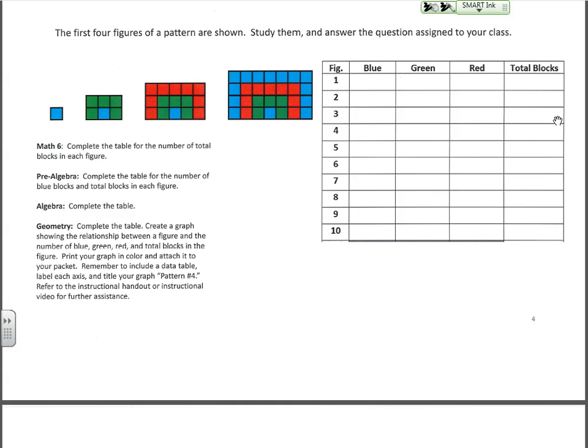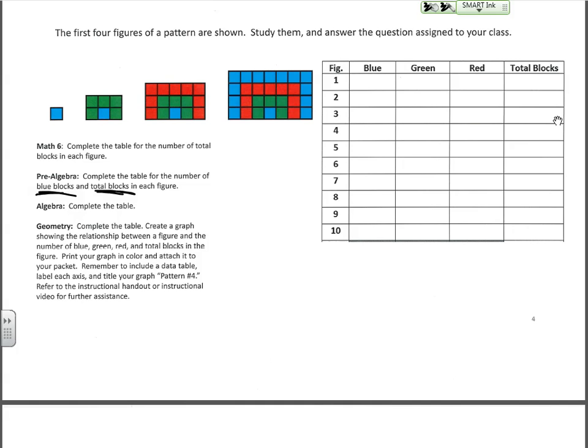Okay? So for this one, similar to what we've had before, we've got the first 4 figures, and we're increasing the size of the figure in a sort of pattern. Okay? Last packet, we had 3 colors being added in a triangular shape. In this packet, we've got 3 colors that are being added in a rectangular shape. And your job is to complete the table for the number of blue blocks and total blocks in each figure.